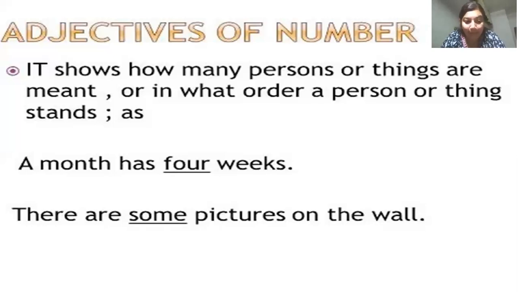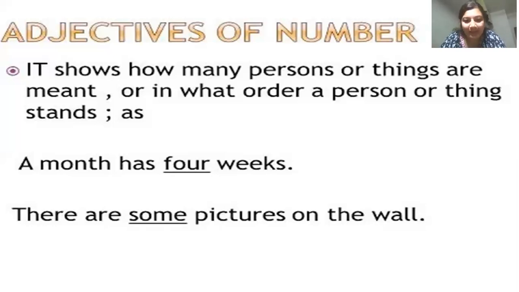So as you can see, example, a month has 4 weeks. How many weeks? 4. There are some pictures on the wall. How many pictures? Some. Now, as you can see here, in the previous slide, we saw that if you want to identify adjective of quantity, we ask question how much. But in the case of adjective of number, if you want to find out or identify adjective of number from the sentence, then we have to ask question how many. And whatever answer we get is adjective of number.